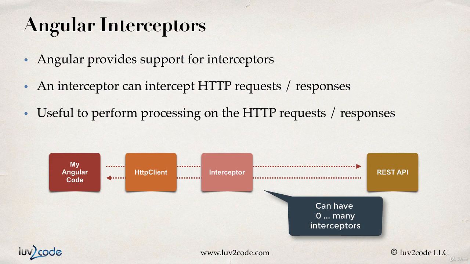And in fact, you can have multiple interceptors. So you can have 0 to many interceptors. Depending on their functionality, each interceptor will be called inline before the request actually makes it out to the REST API.